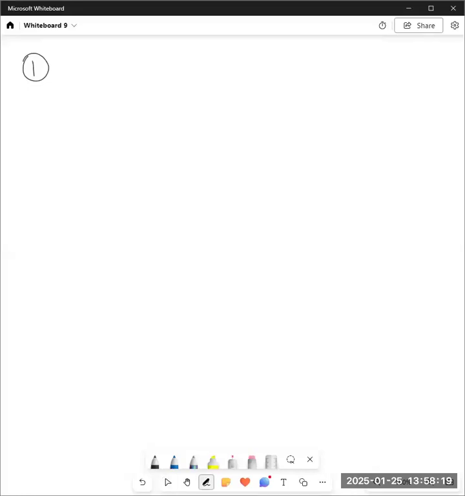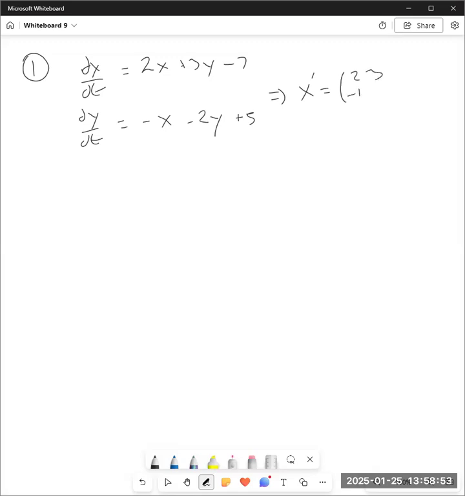But let's go ahead and get started here with number 1, which says dx/dt is equal to 2x plus 3y minus 7, and dy/dt is equal to negative x minus 2y plus 5. So that turns into a system for me of X prime is equal to the matrix [2, 3; -1, -2] times capital X plus [-7, 5].